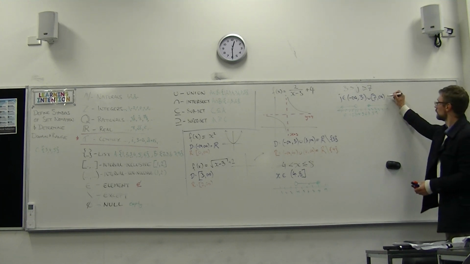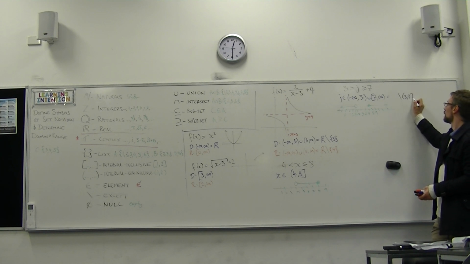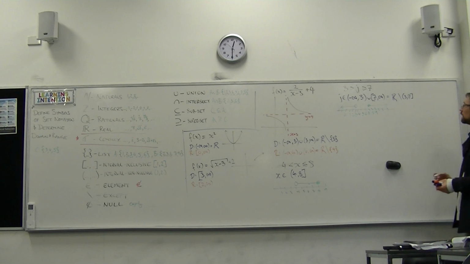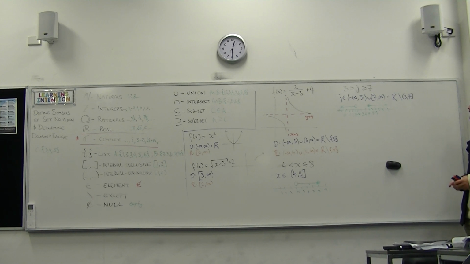How would you write J equals that and that? Soft bracket negative infinity to infinity, excluding soft bracket 3 to hard bracket 7. Is there a faster way of writing negative infinity to infinity? R. So all of the real numbers except for the interval 3 to 7, R minus the interval 3 to 7.